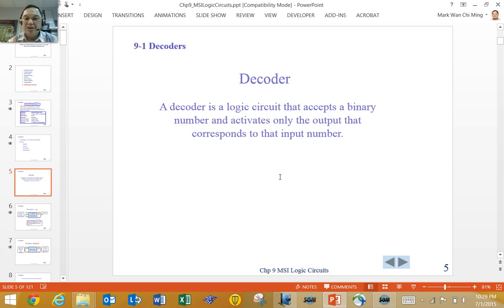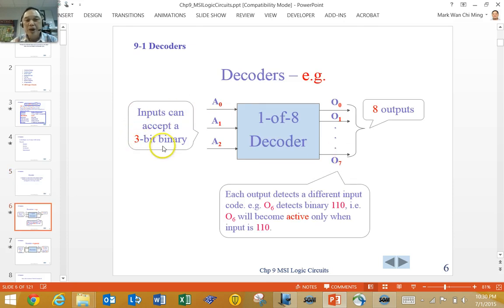A decoder will accept some binary number, and the output will be activated accordingly. Only when you have the right input will the output be activated. We look at some examples, then you understand better. For example, 3-bit. With 3 bits, 2 to the power 3 gives you 8. That means theoretically you can have 8 different outputs, but only one output is activated at a time. For example, you want to activate output 6. Your input must also be 6. 1, 1, 0 is 6, right? 1, 2, 4, 6 here.